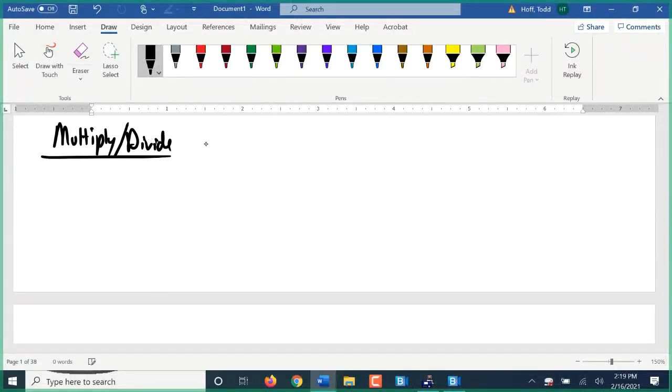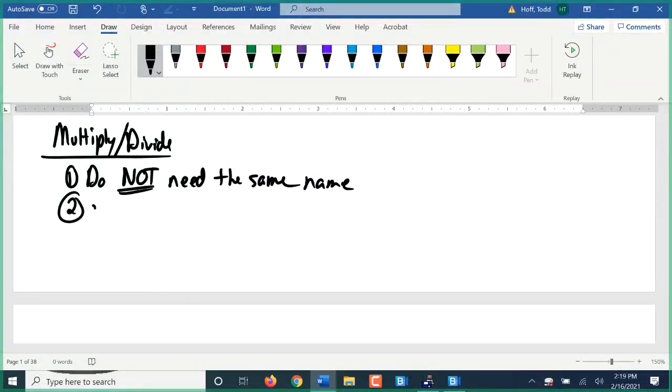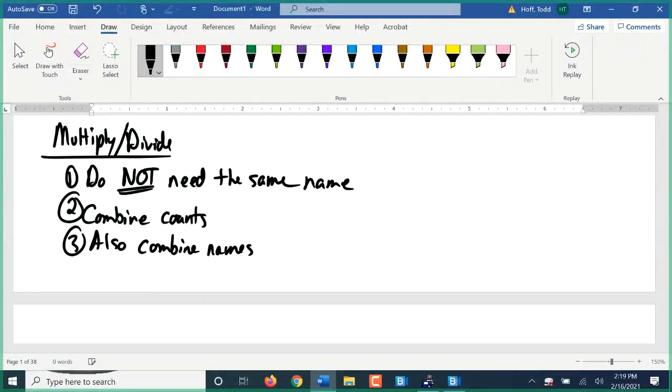When we multiply or divide, remember we do not need the same name. So that means we are not going to have to worry about having that same power of 10 to multiply or divide. For number 2, second step, we're going to combine the counts. That's always our second step. And then the final step is we're going to also combine names. So let's take a peek at what that looks like.